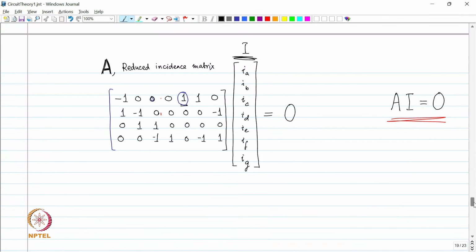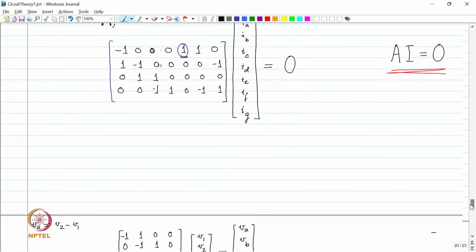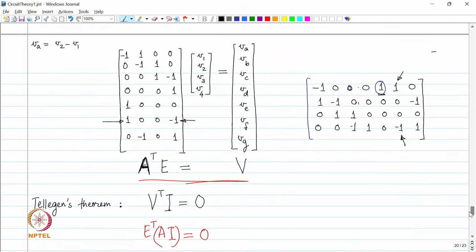Then what did we do? We used this linear independence. We also derived Tellegen's theorem. We also worked out all the different branch voltages, found that the matrix corresponding to this particular equation is A transpose. A transpose times E is equal to V, and we proved that this is indeed A transpose. Fine. And then we proved Tellegen's theorem.